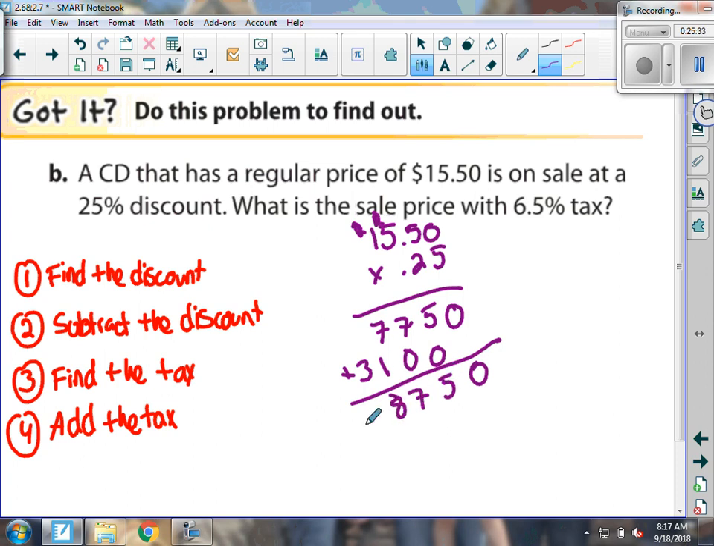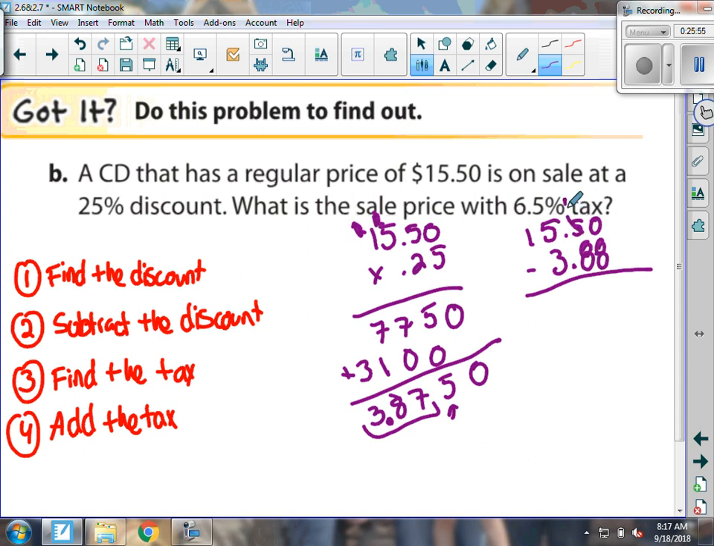7 plus 1 is 8. I bring down my 3. I have 4 decimal places. So I need to round this to the nearest hundredth. My 5 is going to make my 7 turn into an 8. So that is $3.88 discount. So I'm going to subtract that from my $15.50.